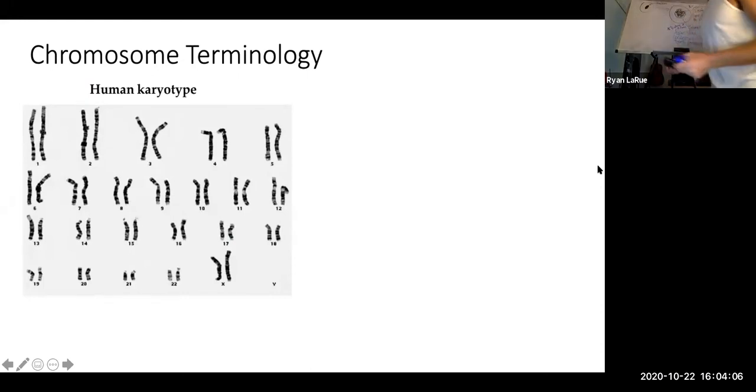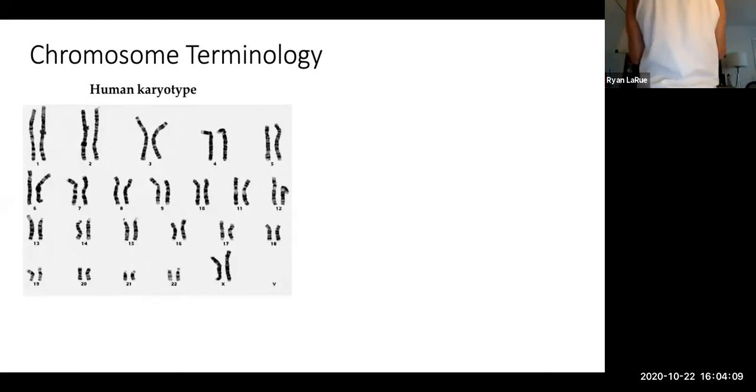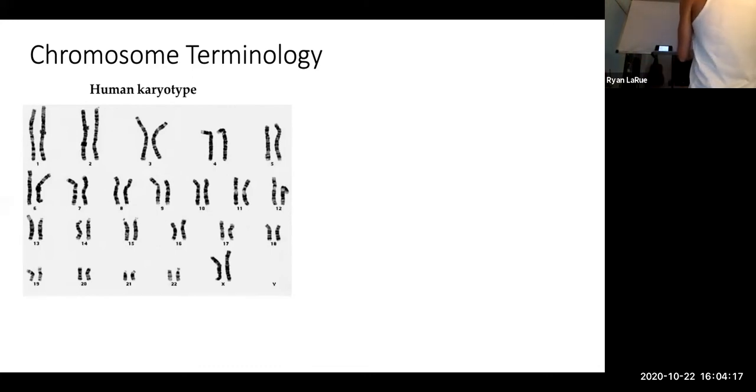Chromosome terminology. So more new words coming your way. So what you're looking at on that slide is what's called a karyotype. Karyotype refers to a visual display of all the chromosomes in a cell.